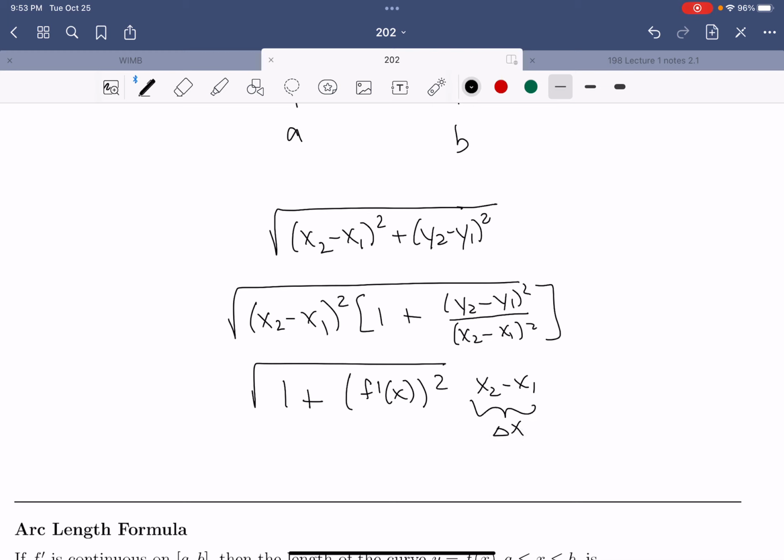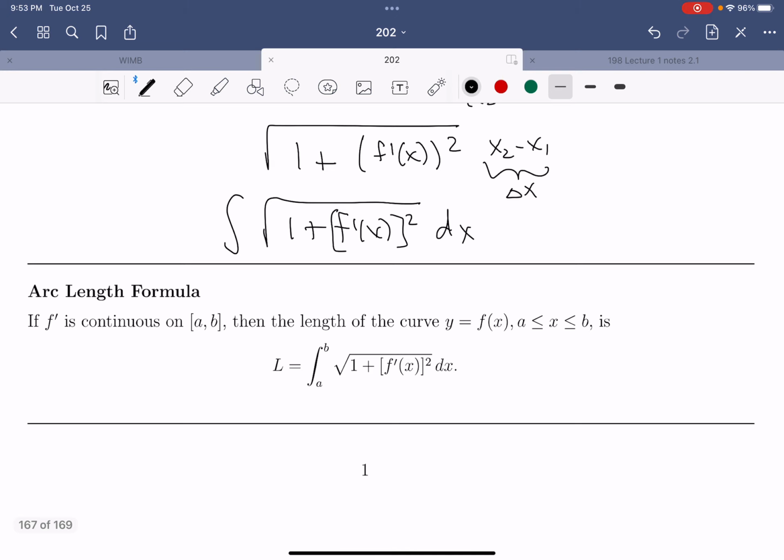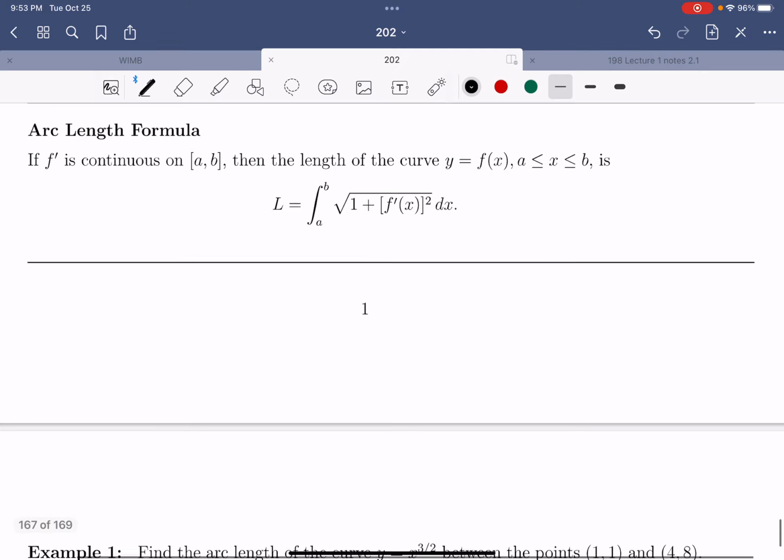And so if we do that and we take the limit essentially as our line segments go to 0, then this becomes the integral of the square root of 1 plus f prime of x squared dx, right? And so that's exactly what our arc length formula states. So if we have a continuous function on a curve from a to b, then the length of that curve is the integral from a to b of the square root of 1 plus the derivative of f squared dx.